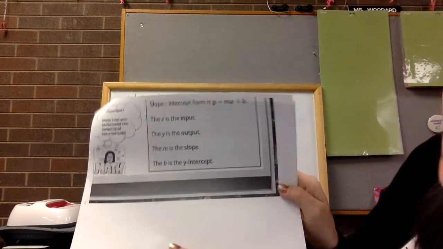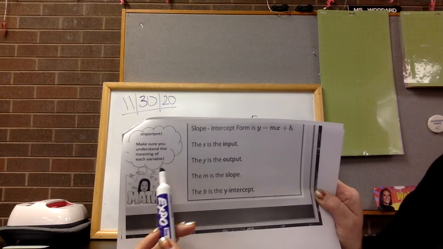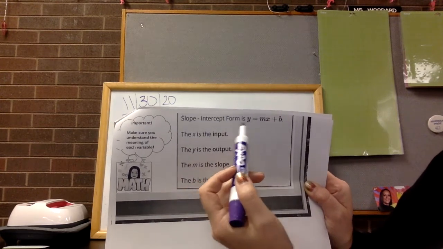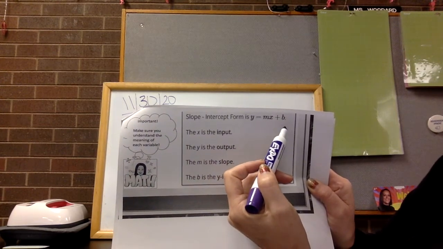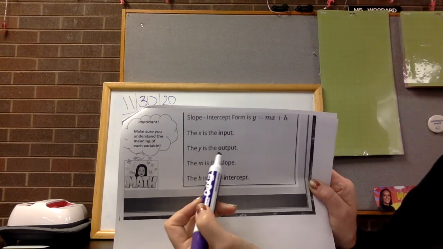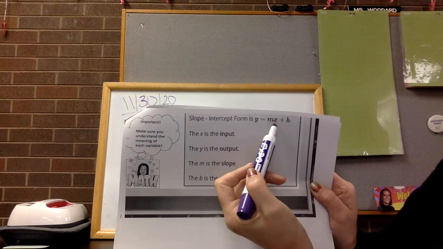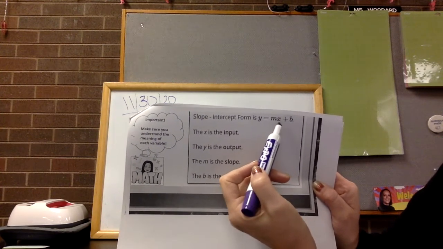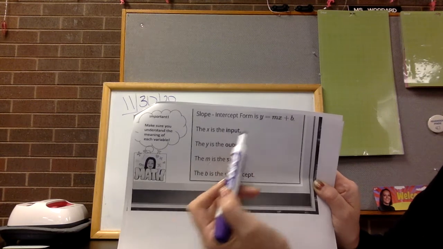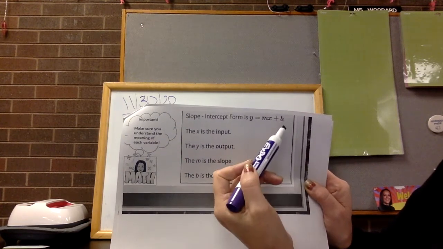Important. Make sure you understand the meaning of each variable. So slope intercept form is written as y equals mx plus b. The x is the input, the y is the output. So we're inputting something into here, and then you're getting some kind of an answer for that, and that's going to come up with your y. The m is the slope, and the b is the y-intercept.